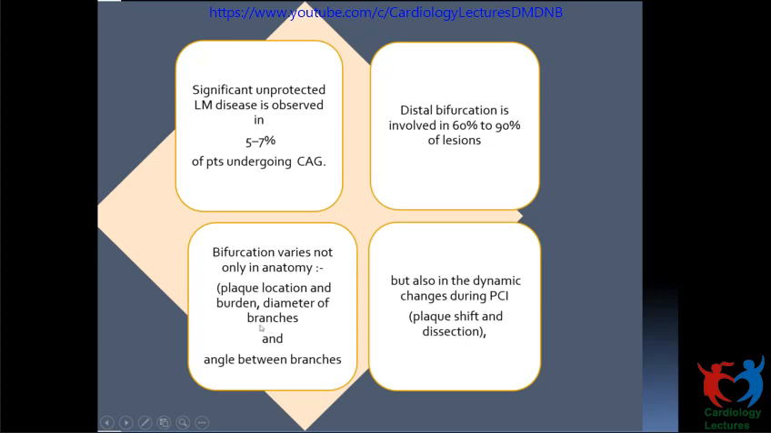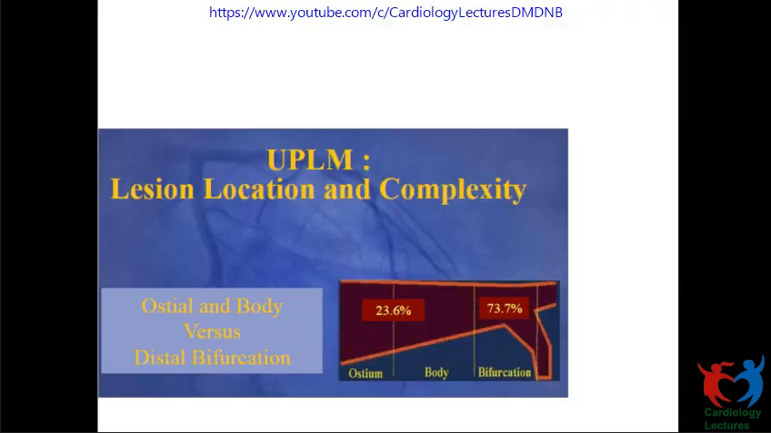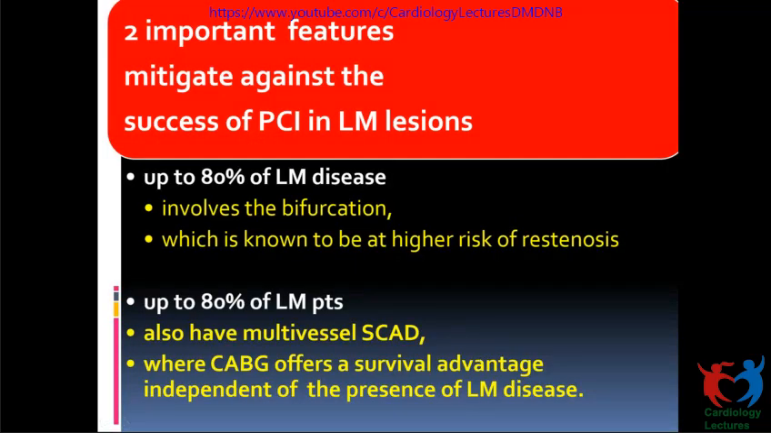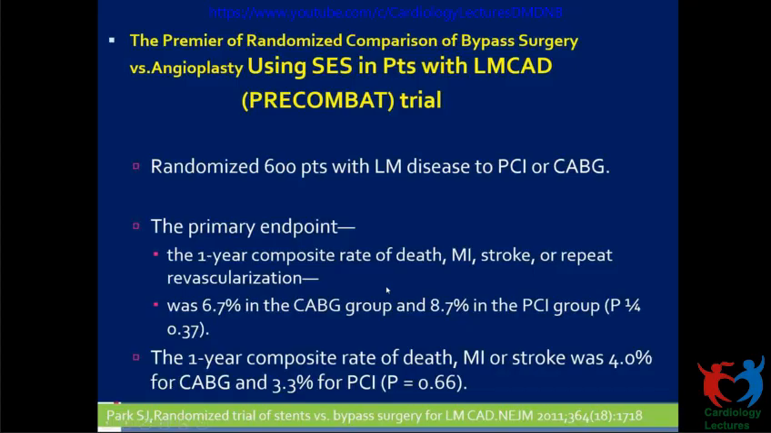Bifurcation varies not only in anatomy, like plaque location, burden, diameter, branches, as the previous speaker has spoken, and angle between branches, but also in the dynamic changes during PCI. So every case behaves differently. That is the issue. Ostium and body are about 24% and distal 73 to 90%. Plus two more important features which influence the success of PCI in left main: as I just spoke, 80% involve bifurcation, and up to 80% of left main patients have multivessel CAD. So this also decides our further strategy.